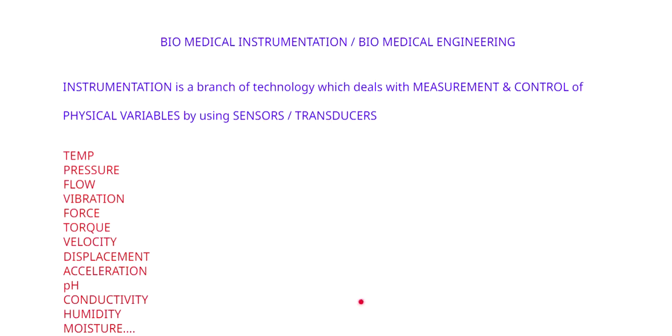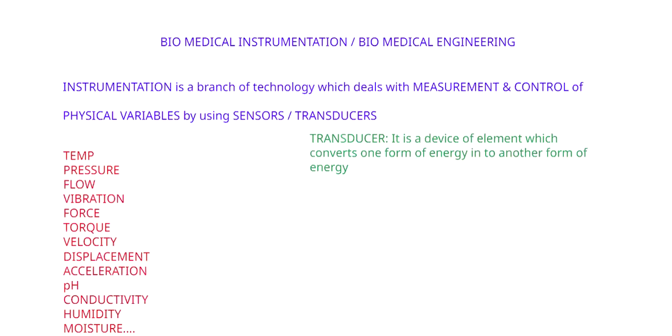Now what is a sensor or what is a transducer? Transducer is a device or element which converts one form of energy into another form of energy. So transducer means any device or element which is capable of converting one form of energy into another form of energy. Right? సో ఒక ఫార్మ్ ఆఫ్ ఎనర్జీ నుంచి ఇంకో ఫార్మ్ ఆఫ్ ఎనర్జీలోకి మార్చే ఏ డివైస్ అయినా సరే we call it transducer. So now what are different forms of energies?